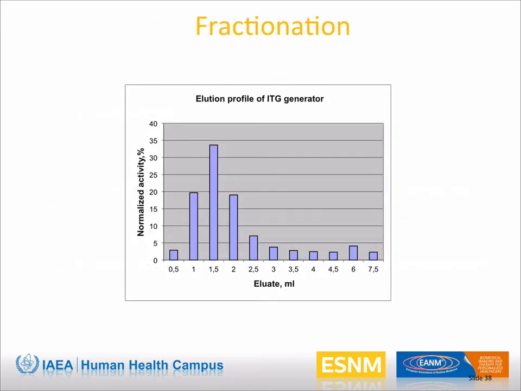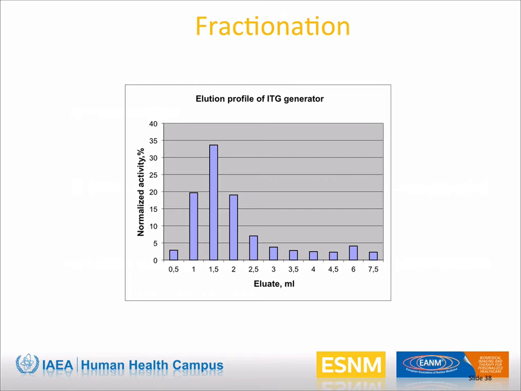So when we elute the generator, we can see there's very little activity in the first half a milliliter, but then there's more in the second half milliliter. And once we have eluted the third one, it's even more, and then it decreases and goes down.